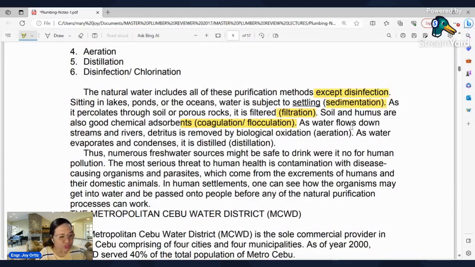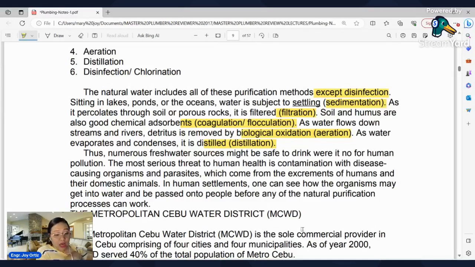And as water flows down, dahil lumalalim yung tubig, kumbaga, sa streams and rivers, detritus is removed by biological oxidation through the aeration. Oh, iya pala. As water evaporates and condenses, it is distilled. Kaya na-distill siya. Okay. So, thus, numerous freshwater sources might be safe to drink. Pag mga freshwater pala, kasi meron siyang natural mechanism to filter or to purify the water.